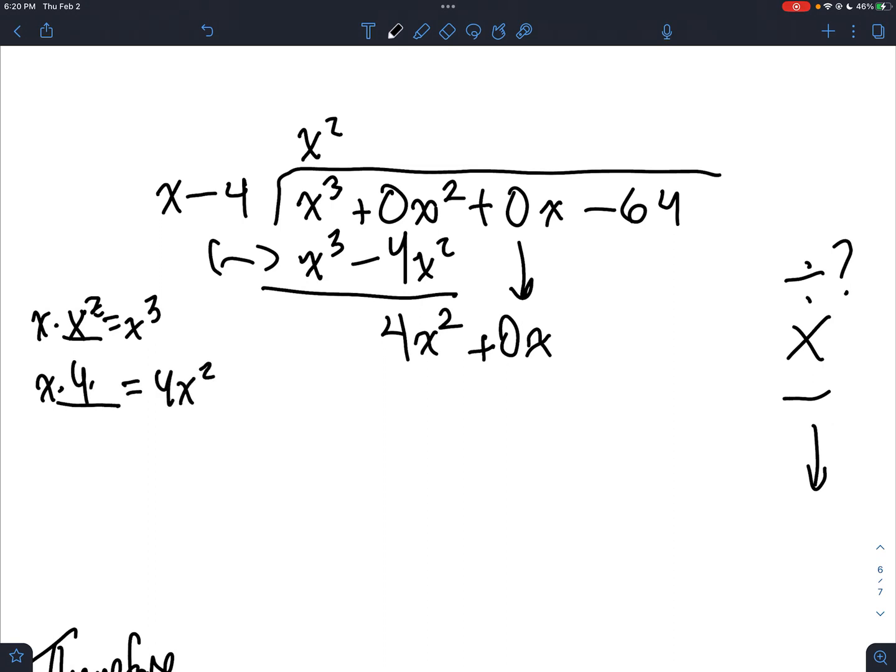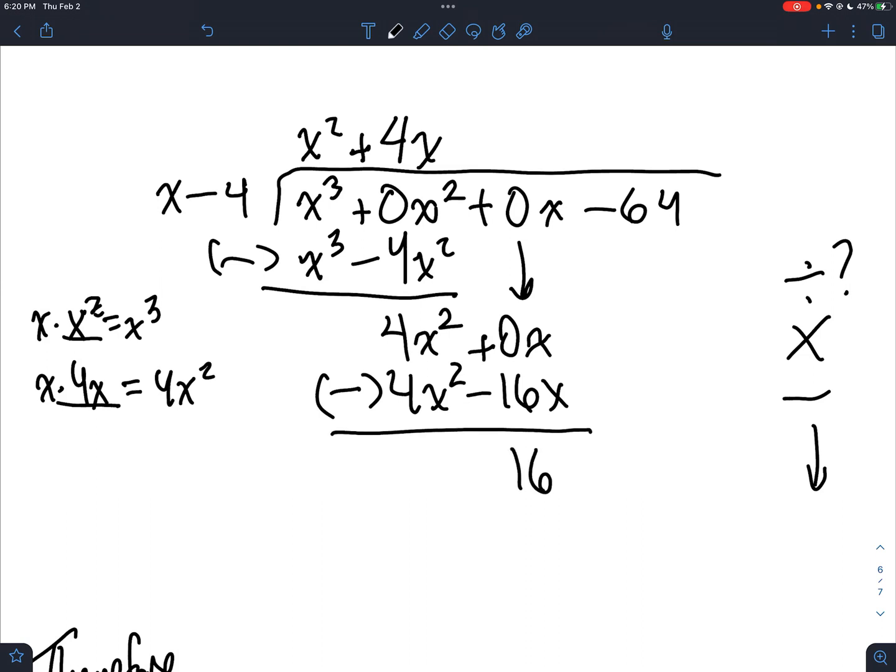And then another question. X times what is 4x squared? 4x. So we put 4x here, the plus, multiply, subtract, which will flip that to be positive 16x, bring down.